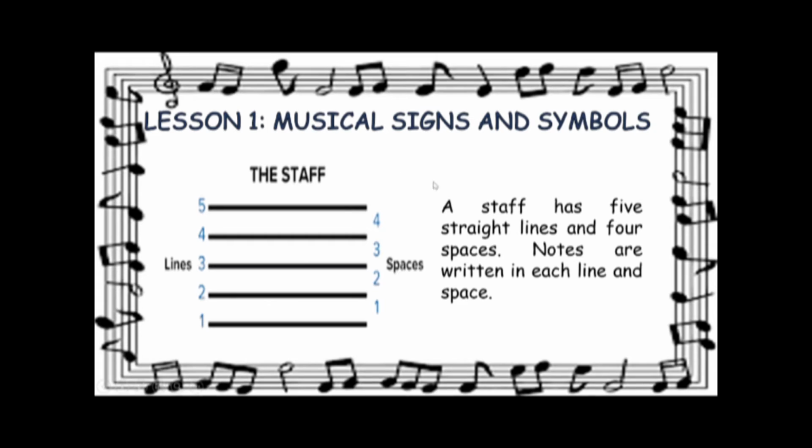First musical sign is the staff. The staff has 5 straight lines and 4 spaces. 5 straight lines and 4 spaces. Notes are written in each line and space. Okay, usually you can see notes and rest in each line or in each space.